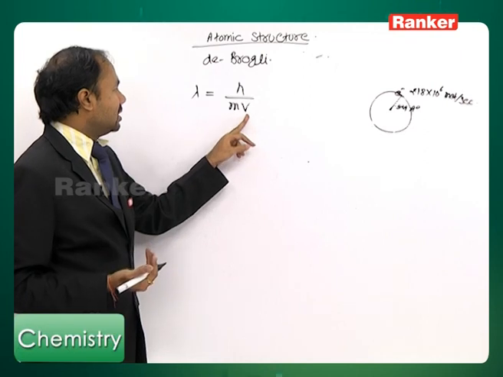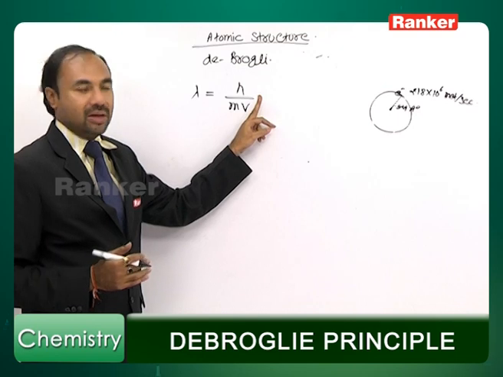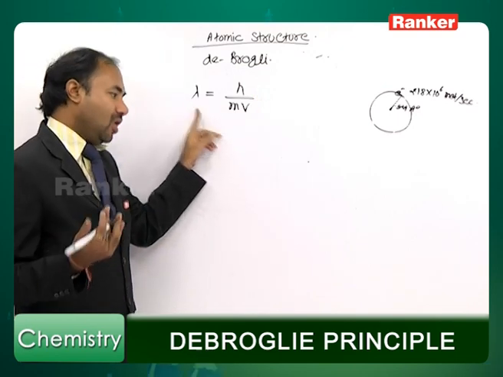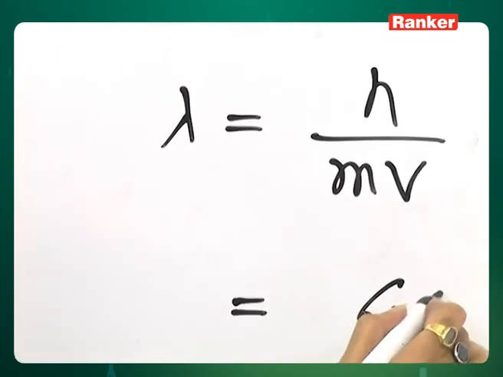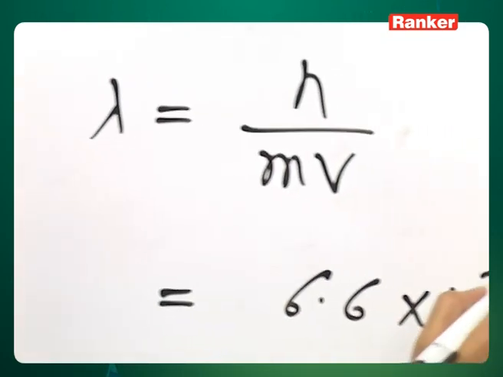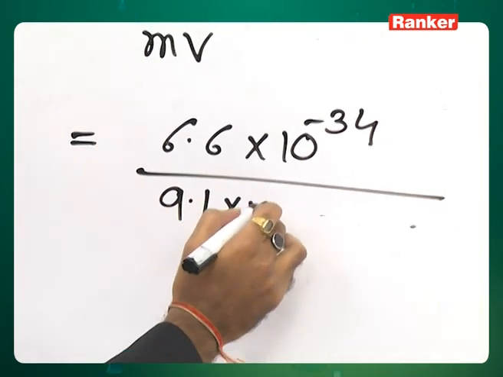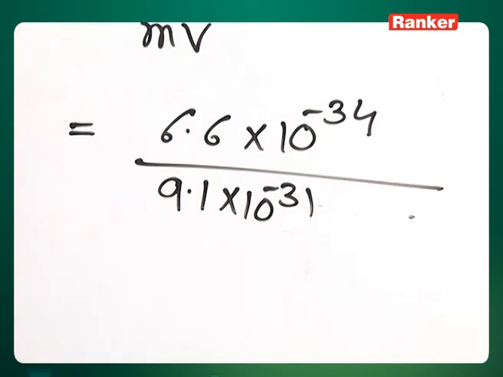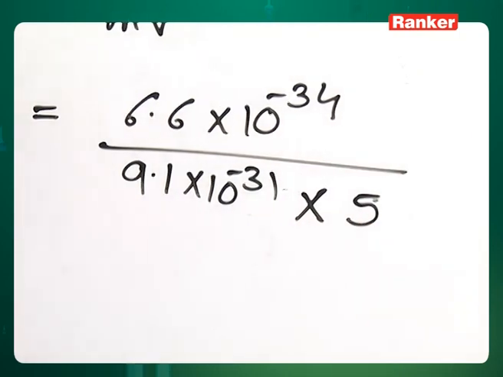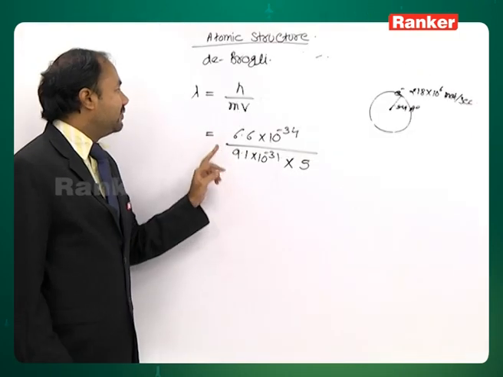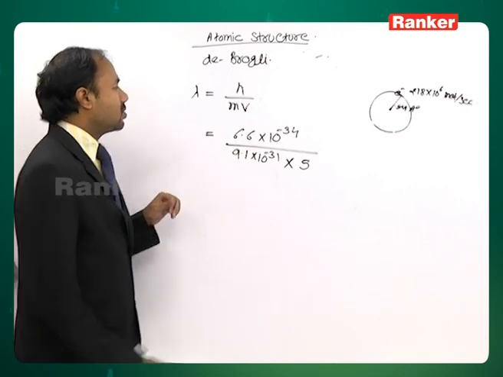For example, suppose an electron is moving at the speed of 5 meter per second, find its de Broglie wavelength. How will it be solved? Lambda will be equal to h, which is 6.6 into 10 to power minus 34, upon m, which is 9.1 into 10 to power minus 31 kg, and velocity, which we can assume to be 5 meter per second. On solving this, we get the wavelength of the moving electron. This comes out in meters.